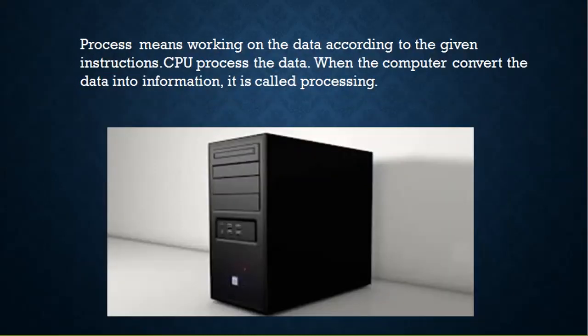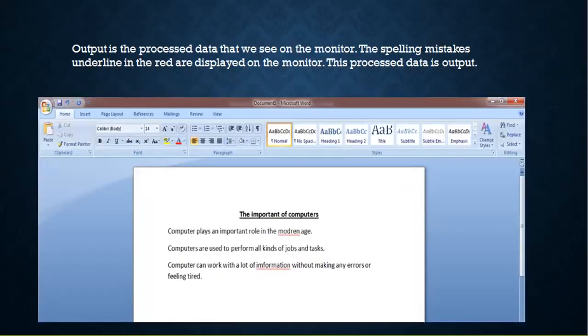Process means working on the data according to the given instruction. The CPU processes the data. When the computer converts the data into information, it is called processing. Output is the processed data that we see on the monitor. The spelling mistakes underlined in red are displayed on the monitor. This processed data is output.